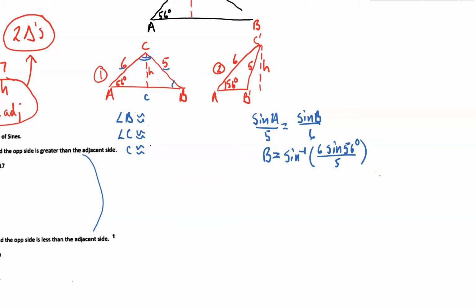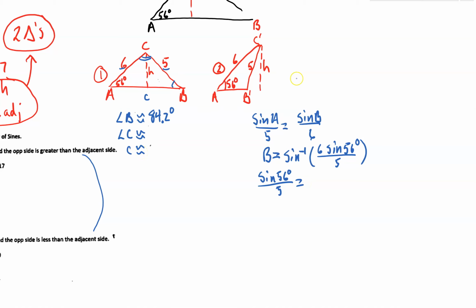I'm going to put all of that in my calculator, and when I do that, I'm going to actually get an answer of 84.2 degrees. Angle C, we're going to do the same thing. This is going to be sine of A, which is 56 degrees, over 5. Now, in order to find this one, I got to first do the work to find the angle. So I don't actually need to do that. I have two angles. I just need to find length C.